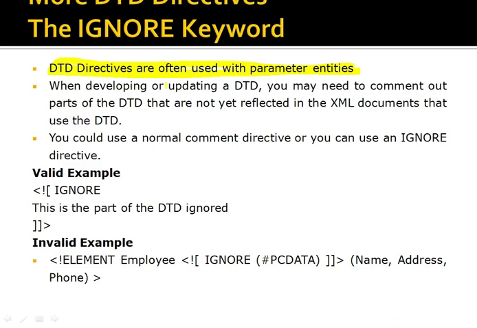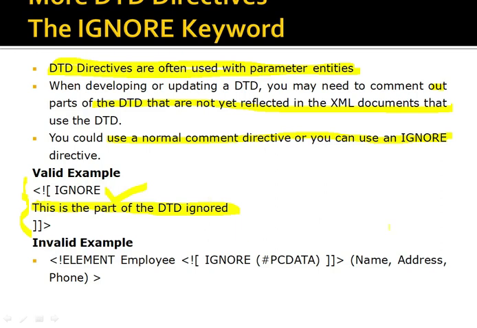So when developing or updating a DTD, you may need to comment out the parts of the DTD that are not yet reflected in the XML document that uses the DTD. You can use a normal comment directive, or you can use an ignore directive. Ignore means it is ignored by the parser. So the example is here. This part of the DTD will be ignored by the parser. So we can use ignore.